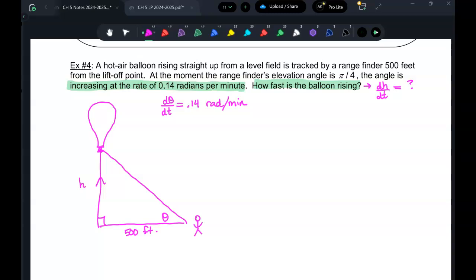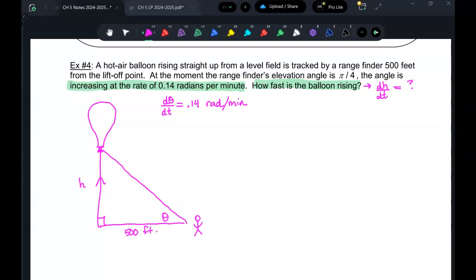500 is constant in this case. The person is standing over here and the balloon is going straight up. So you'll notice I didn't put any arrows here. This is staying constant. The person's not moving towards the balloon or away. But it's going up. We want to take a snapshot of what happens exactly at 45 degrees or pi over 4. We can't plug that in because that's not constant. We'll plug it in at the end.